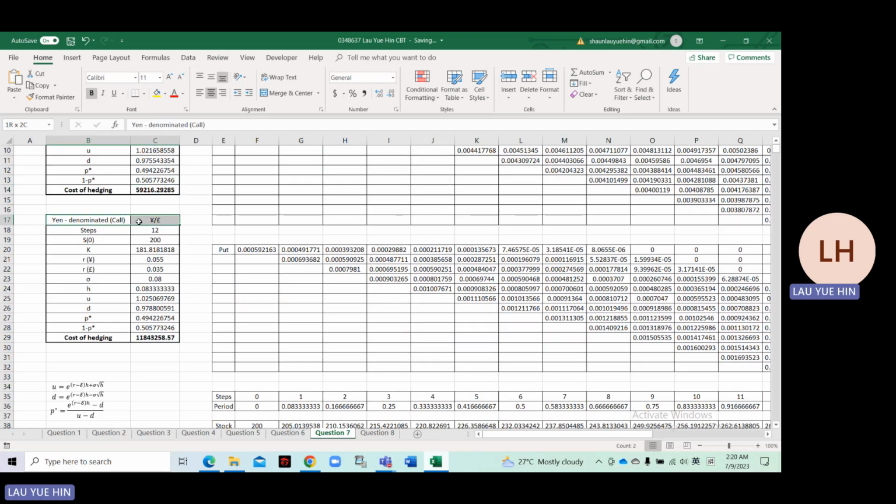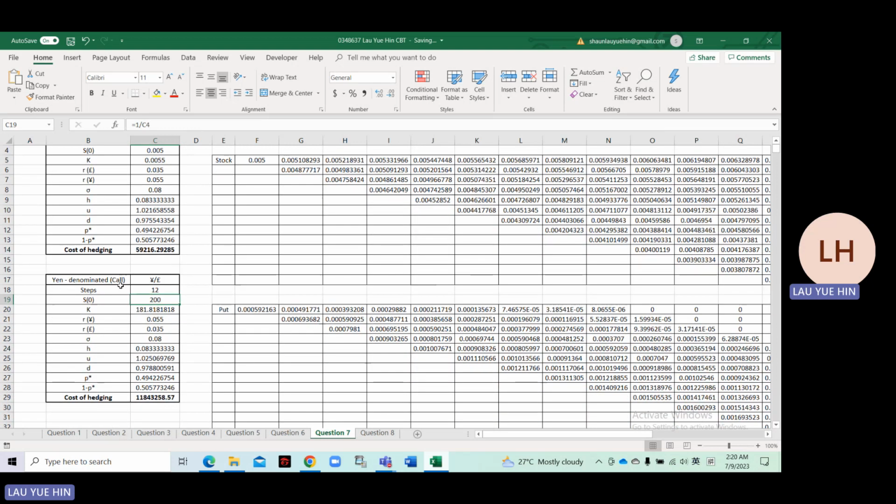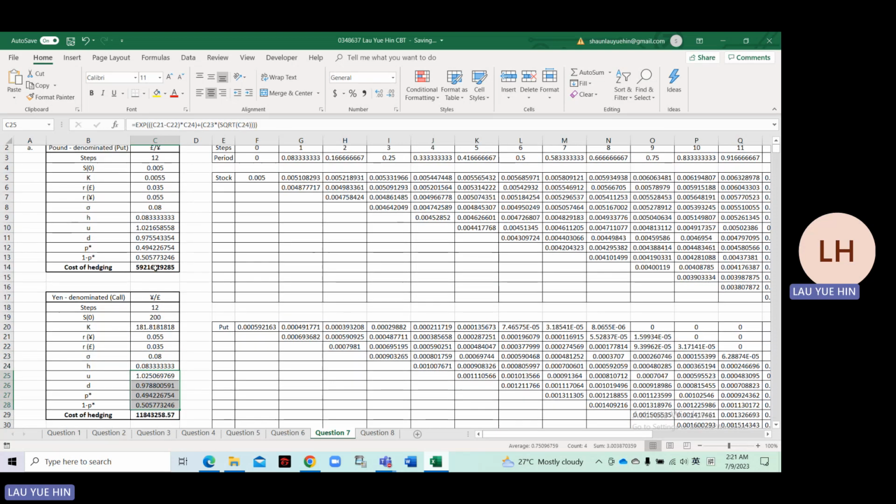Next, I'll find yen denominated, which is the call, and then the information for 12 periods. And then the S0 is actually 1 divided by 0.005, because the yen denominated is actually yen per pound. So I have to divide 0.005. And then the R yen is 0.055. The R pound is 0.035. The sigma remains the same. The H, everything is the same as above.